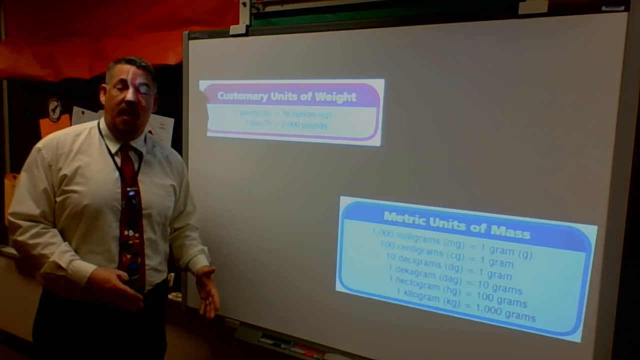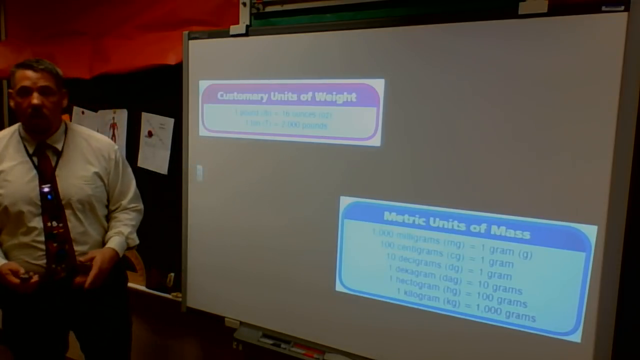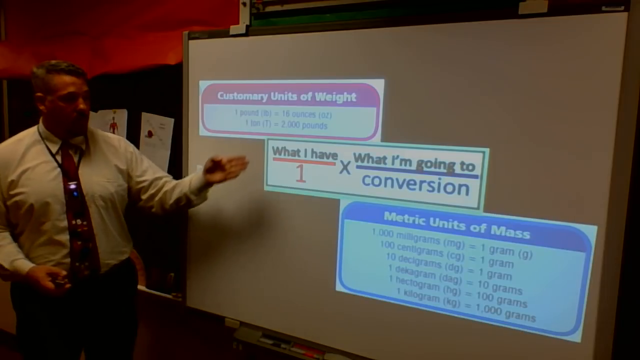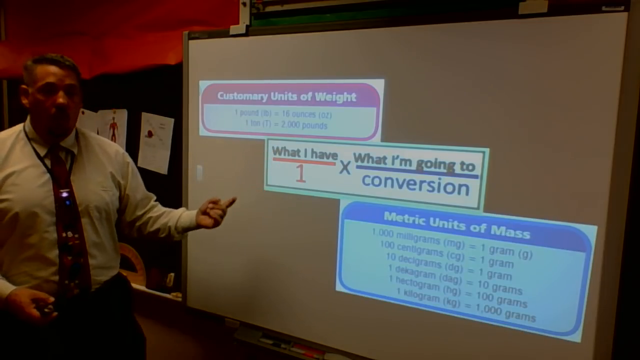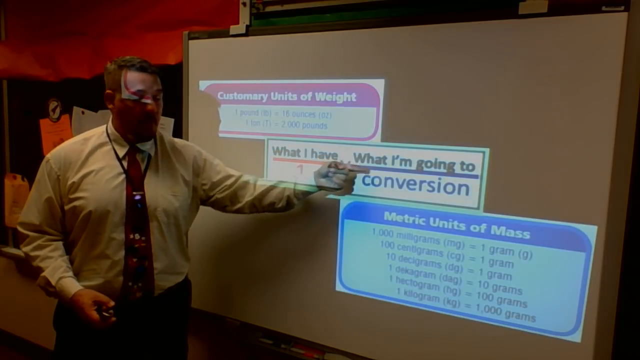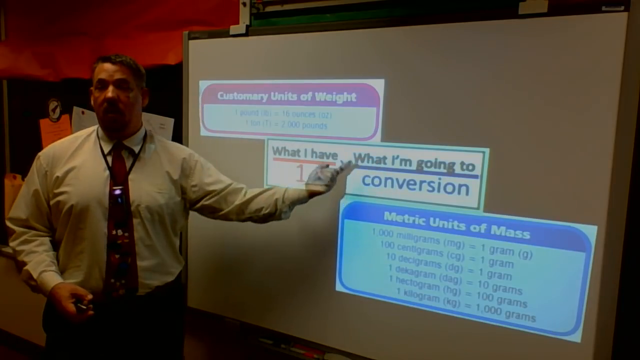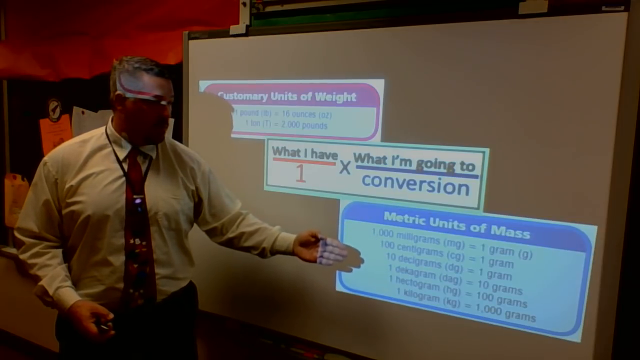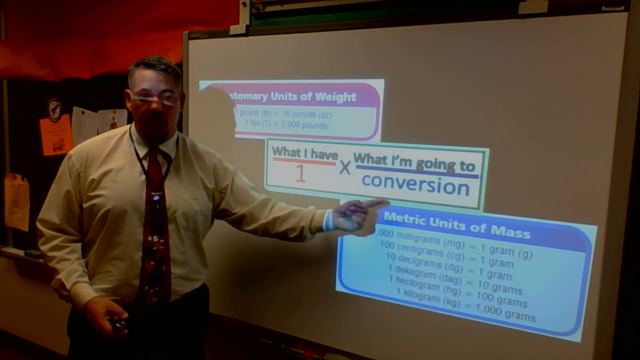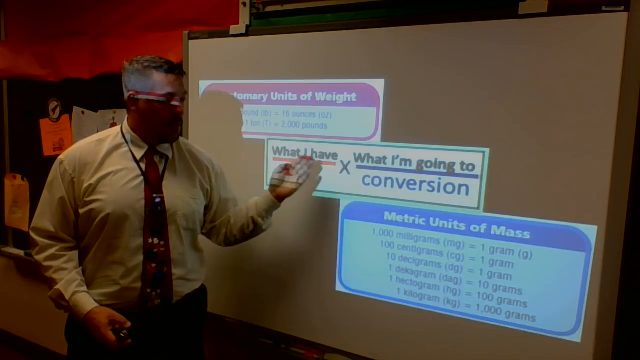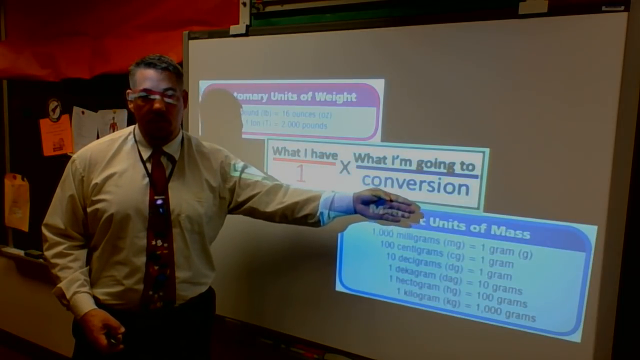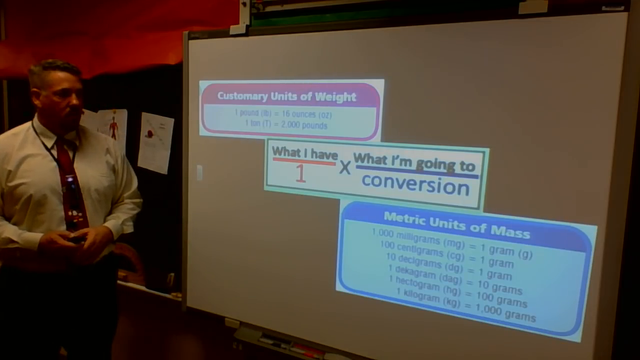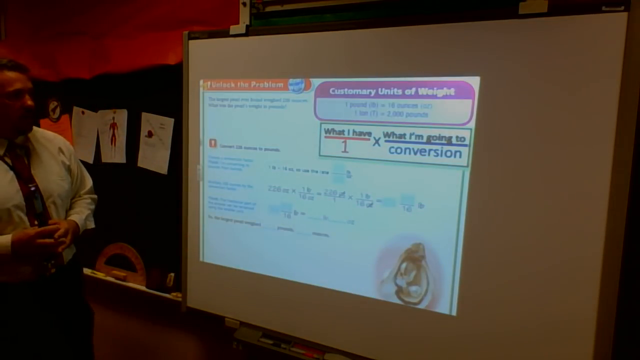Our setup is the same as it has been on 6.1 and 6.2. Knowing what I'm starting with, knowing what I'm going to. What I'm starting with will always go over 1. What I'm going to has to be the label on top. My conversion label then has to be the matchup of what it's equal to with the what I'm starting with label on the bottom. That's how it's converted because I can cross-reduce the labels, which makes it automatically have what I'm going to as the new label. So let's get into our setup.